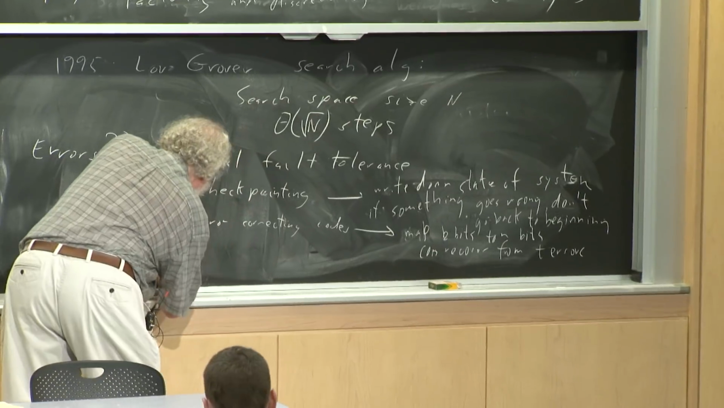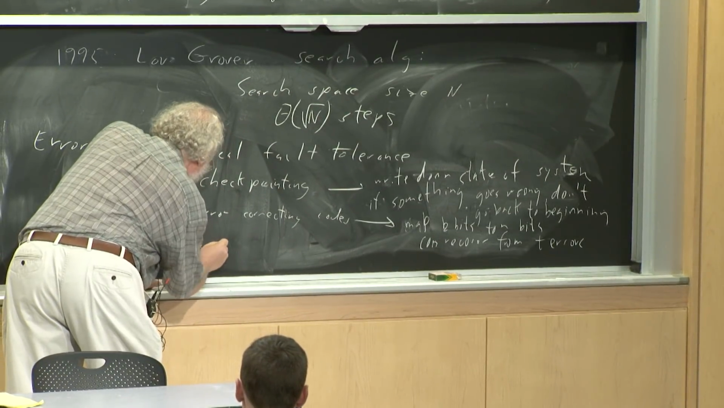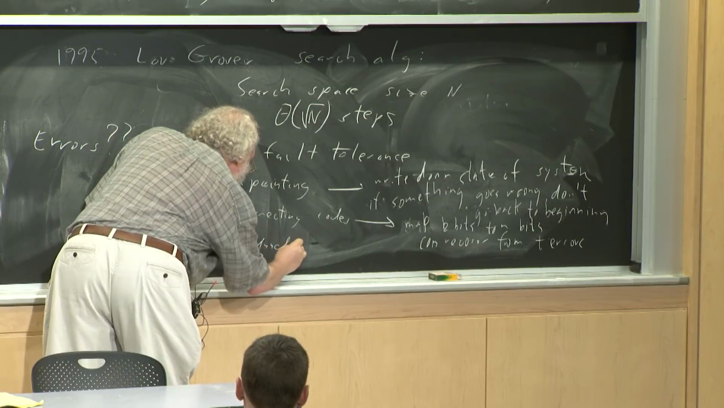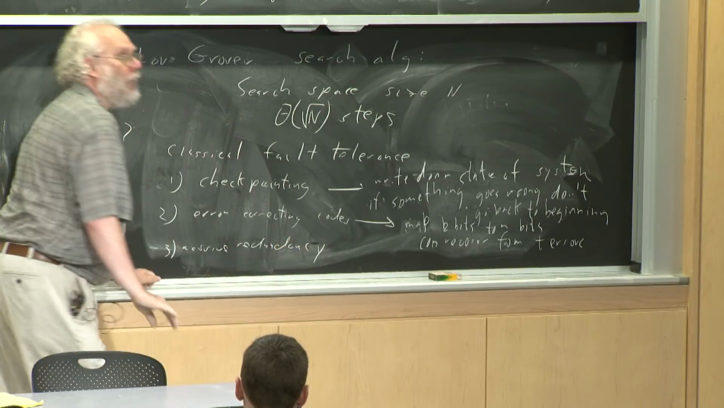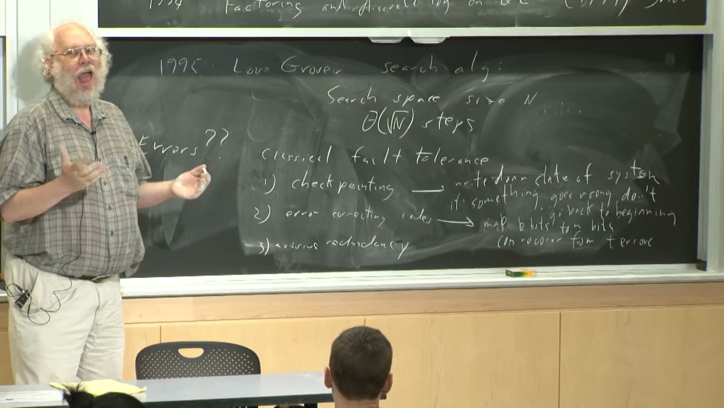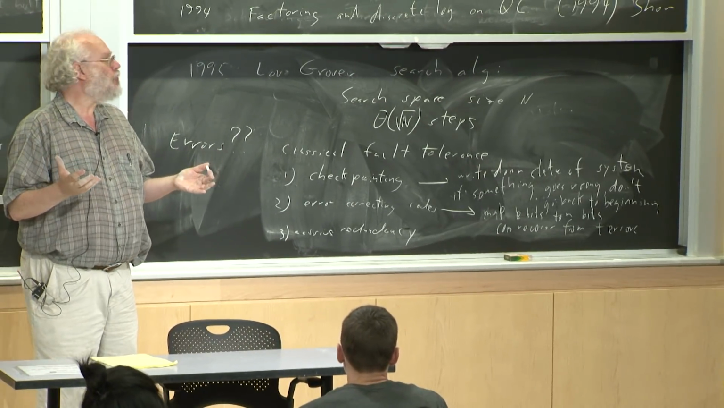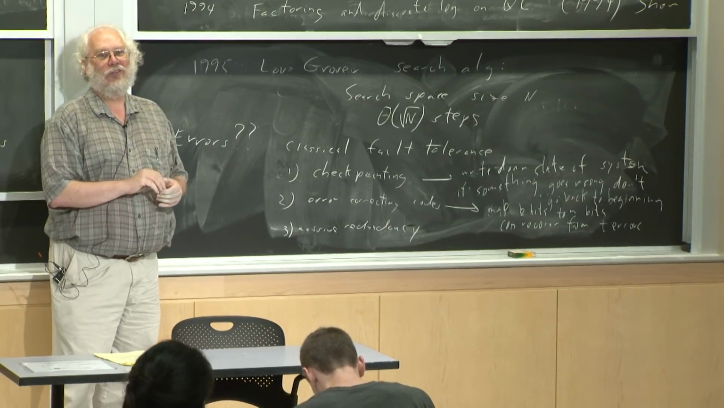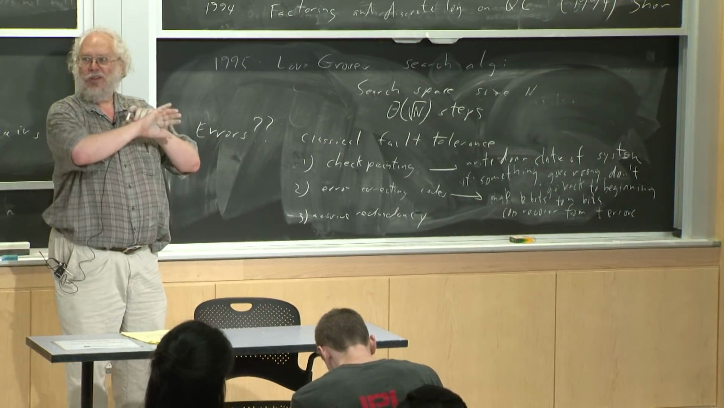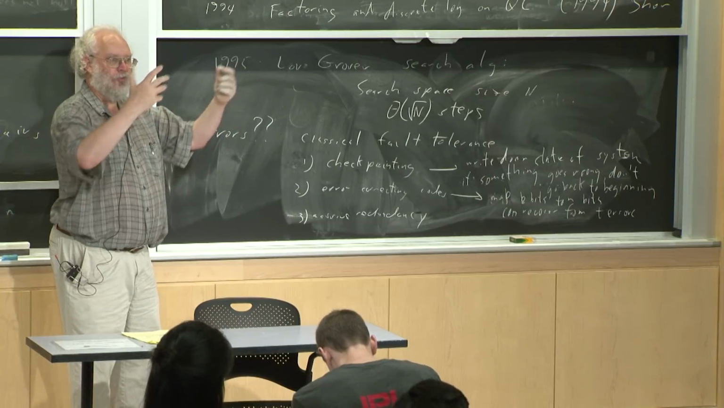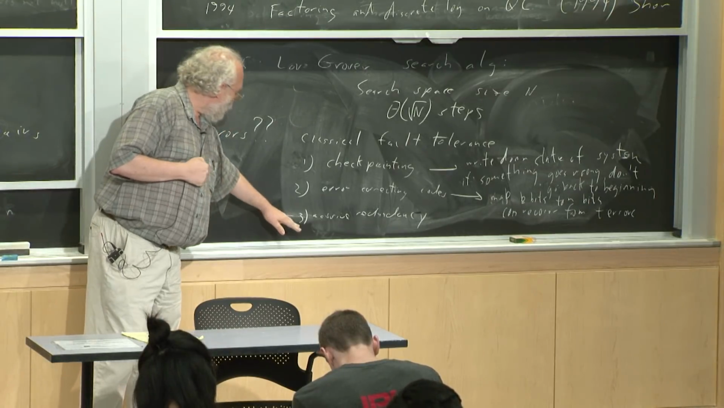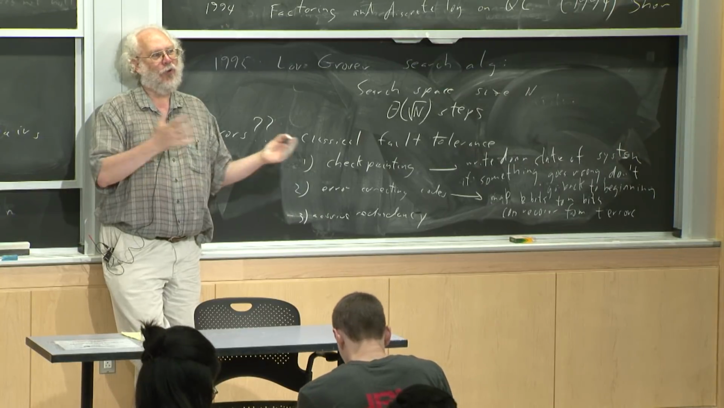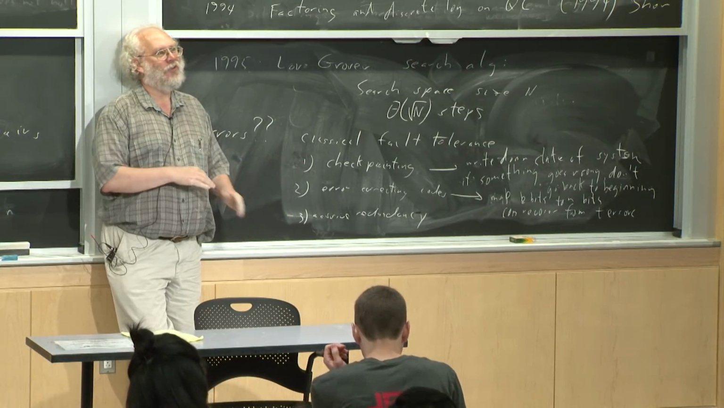And then three, massive redundancy. So what you do is you keep many copies of your computation around. And if one of them goes wrong, you compare them with the others. Or rather, you keep comparing them. And if one of them is different, you throw it out and copy the state of one of the other computations. And you can do massive redundancy for each bit, or you can do massive redundancy for the whole computation.